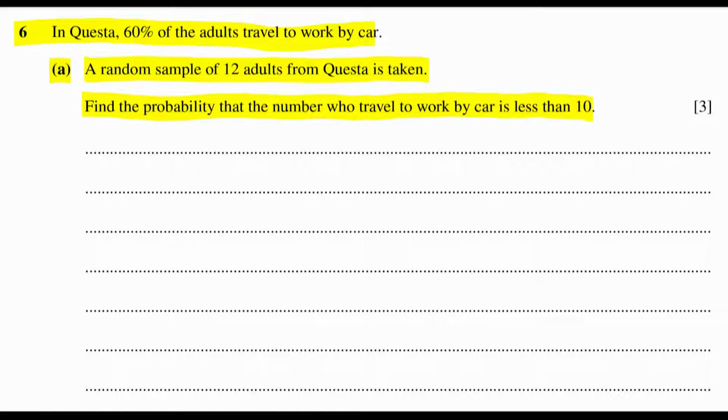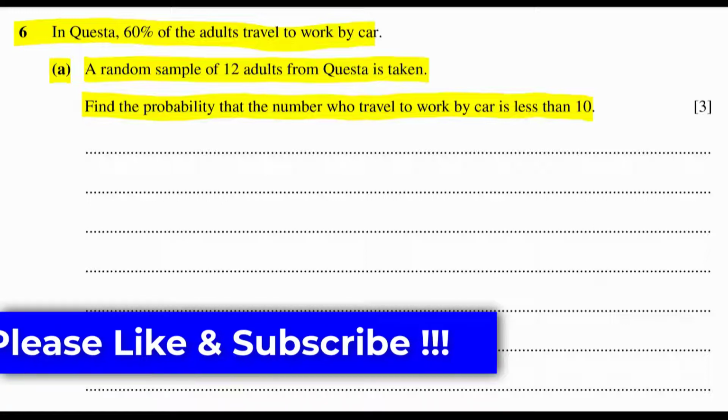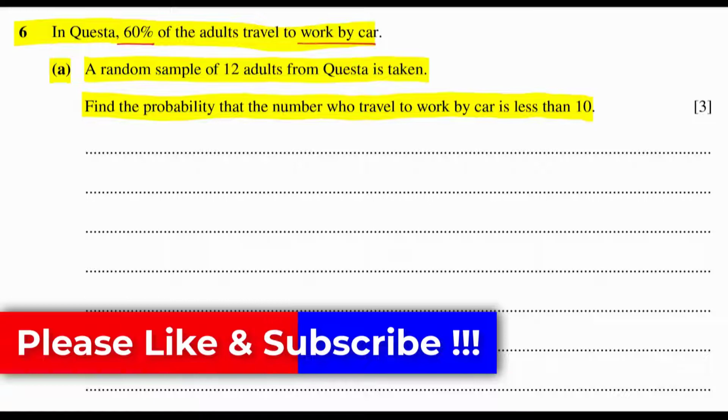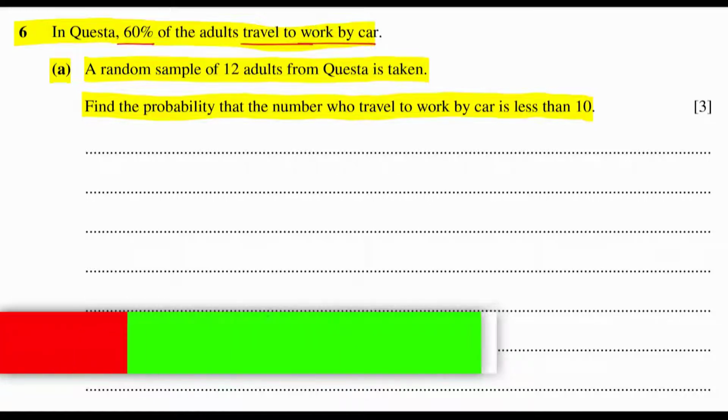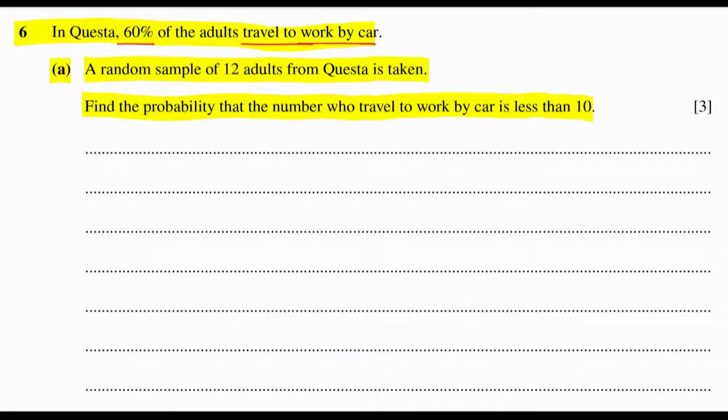So it can be seen that it is going to be a binomial, because they say that 60% travel to work, so there can be only two possibilities. One is to travel to work by car or not to travel by car. So we can take p, the success probability, in this case as 0.6, and hence the failure probability, failure here meaning not traveling to work by car, is going to be 0.4.